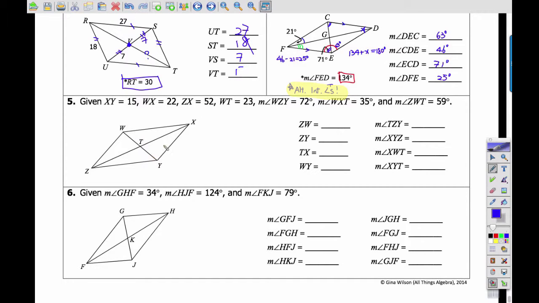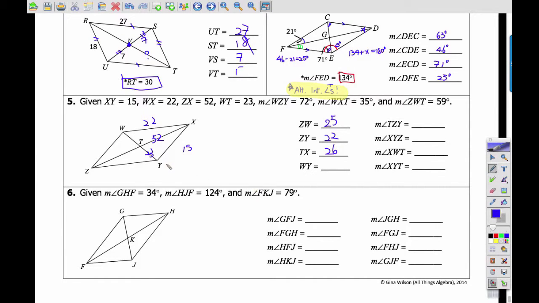I have XY. XY here is 15. WX is 22. I have ZX, this whole thing is 52. And WT is 23. And so let's look at the side length first. I'm asked to find ZW. Obviously, ZW has to be congruent with XY, so that would be 15. ZY has to be congruent with WX, so that is 22. TX is this half. Because the diagonals bisect each other, that has to be half of 52, which is 26.